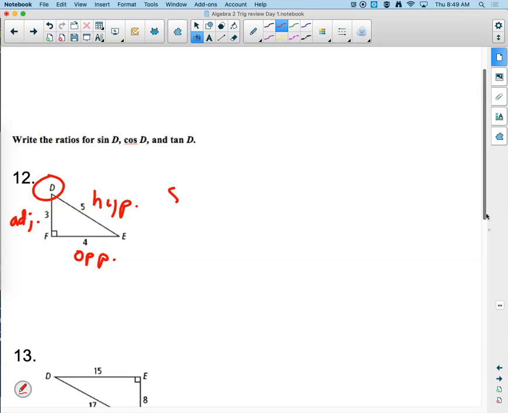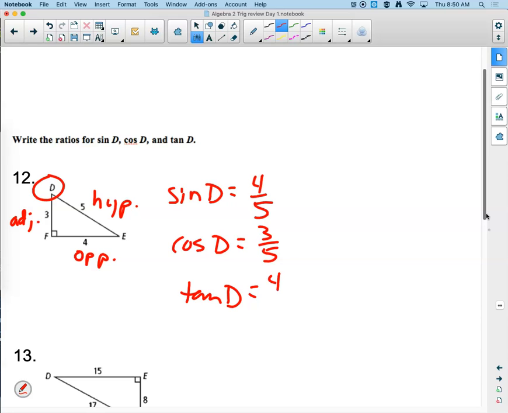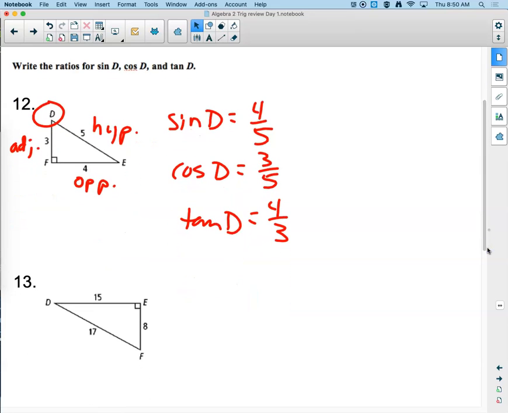So now we need sine, cosine, and tangent. And we remember SOHCAHTOA. Sine is opposite over hypotenuse, 4/5. Cosine, adjacent over hypotenuse, 3/5. Tangent, opposite over adjacent, 4/3. And if you're saying, well, is that all we do? Yes, that's all I wanted. Sine, cosine, and tangent. That's it.